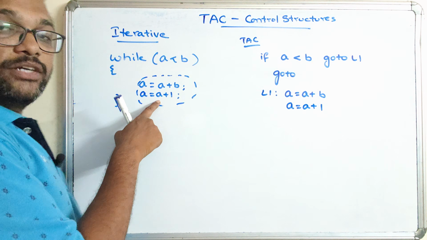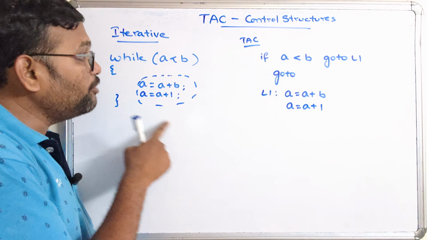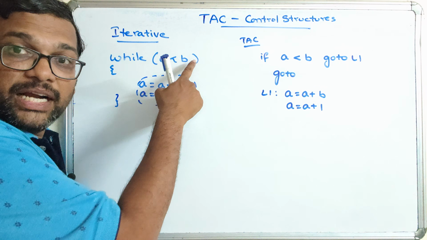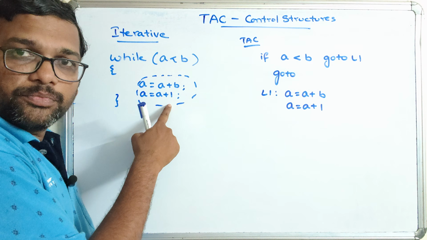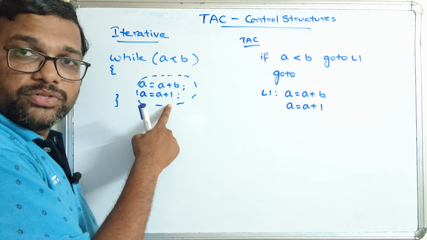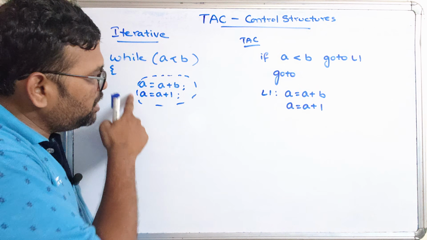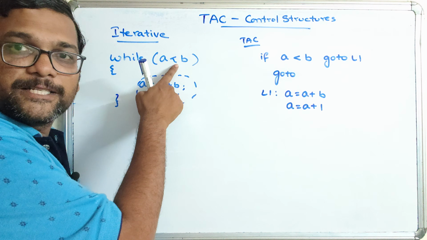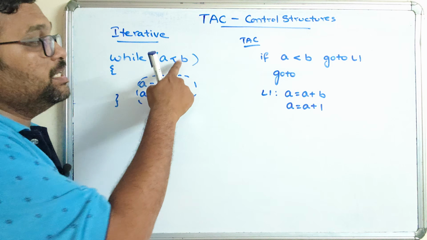So after this one, what should be done? It has to again check the condition, and if the condition is true, again it will enter into the loop. Hope you understood. So in the iterative statements, the same set of statements will be continuously executed until the condition becomes false. So every time the condition should be checked.